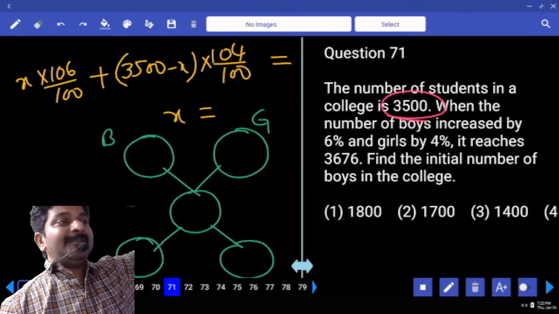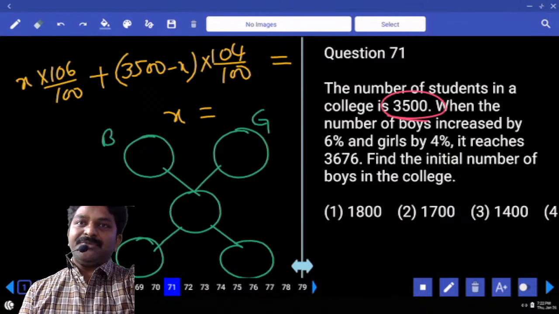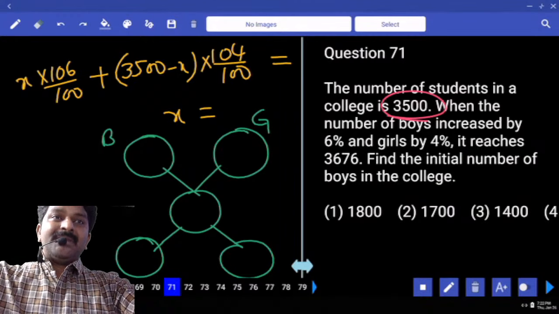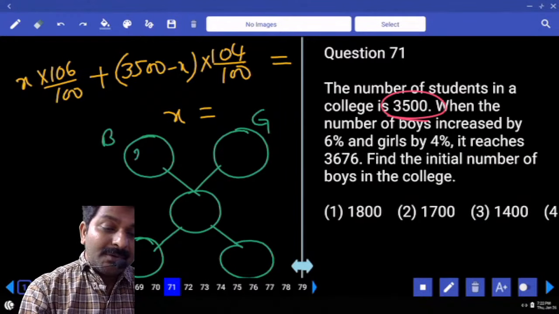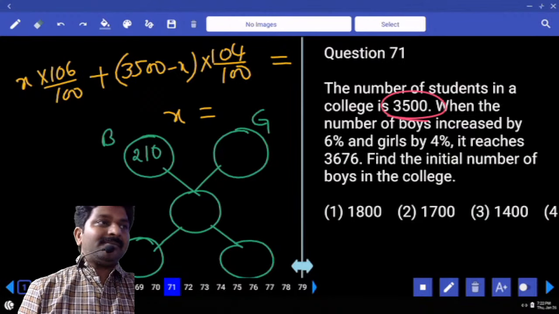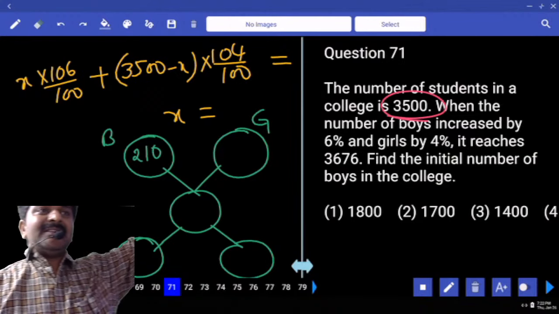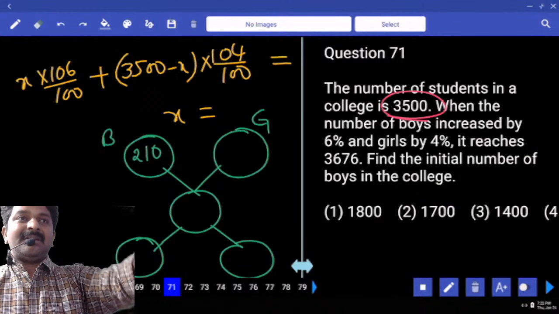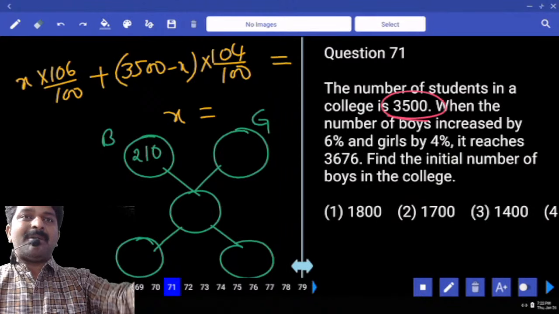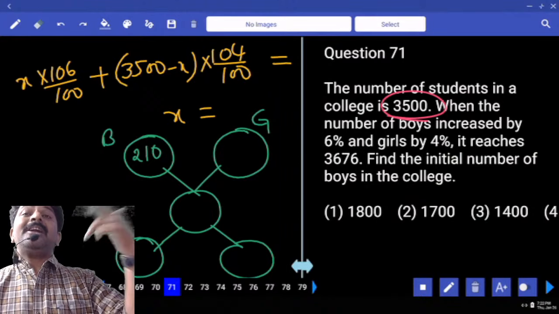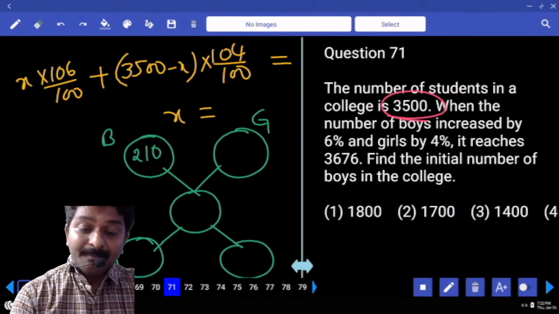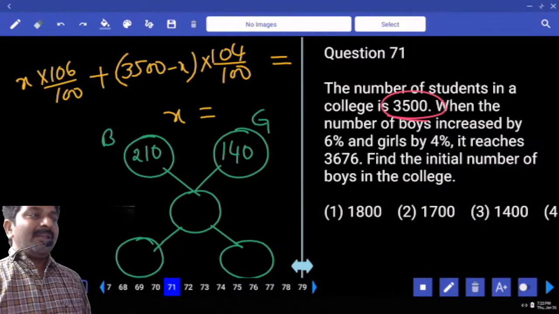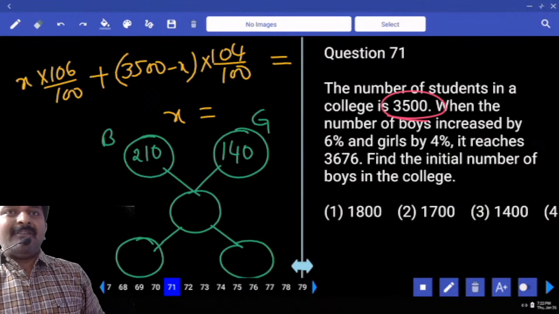What is 1%? 35, 6 times. If you are able to calculate, that's fine. Otherwise, I will do double and triple. 35 double is 70, triple is 210. Boys increase by 210. If all are girls, the girls count increases by only 4%. How do you calculate 4%? 1% double, again double. 1% is 35, double 70, again double 140. If all are boys, boys increase by 210. If all are girls, girls increase by 140.